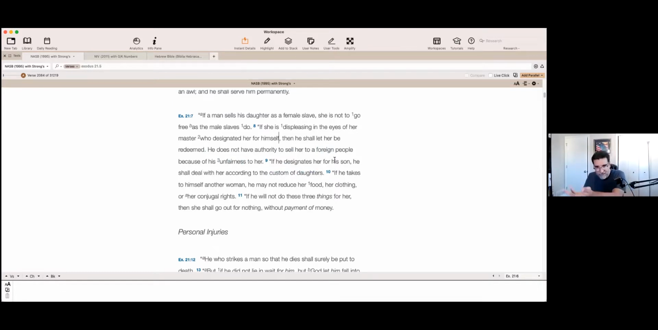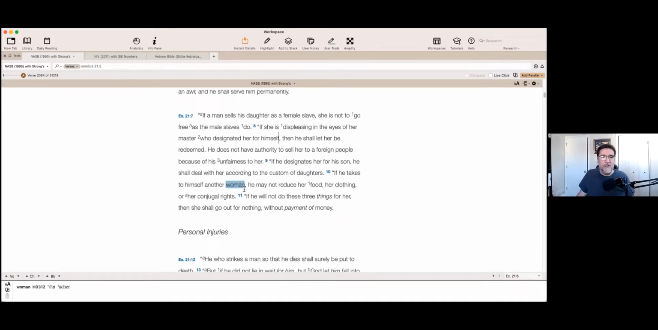If he designates her for his son, he shall deal with her according to the custom of daughters. So this is all a means of protection. And by the way, other women in the ancient world didn't have what the Israelites had. So everywhere that people want to dump on the Bible because they want to say, oh, slavery this and women this and whatever, they're not only ignorant about the differences between what they say that means and what it actually means, but they're also kicking against things that were done for the protection of these women, protections which didn't exist for any other societies of the time.